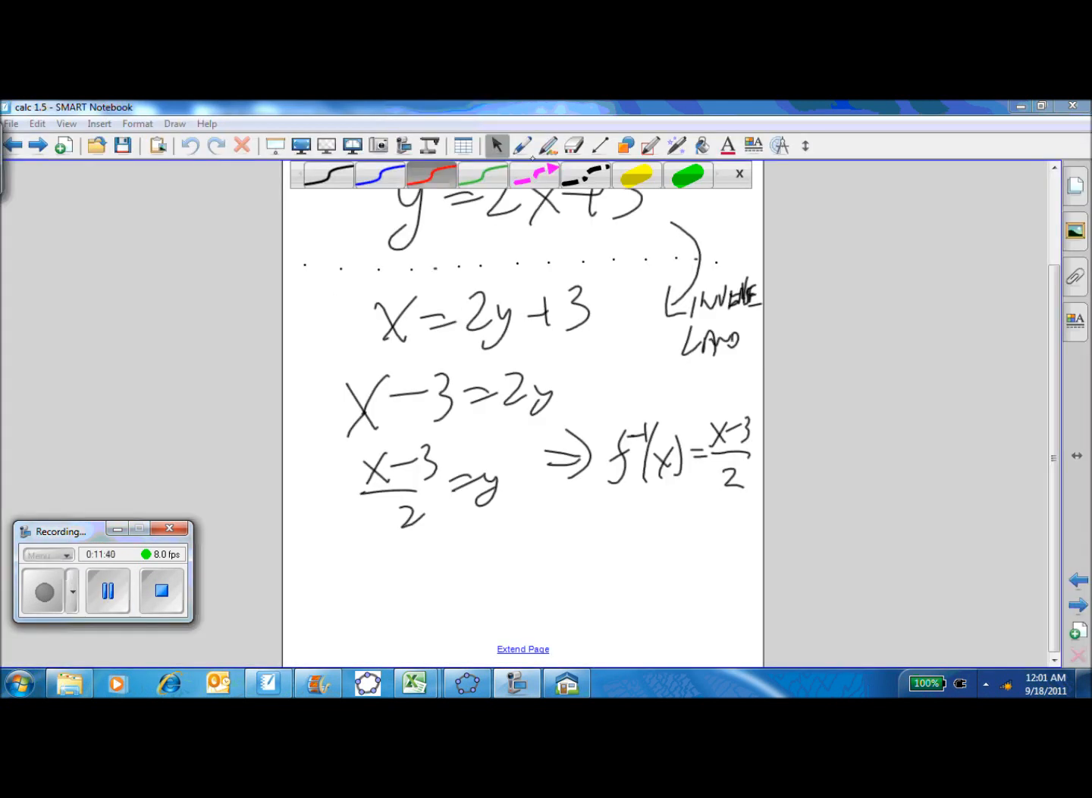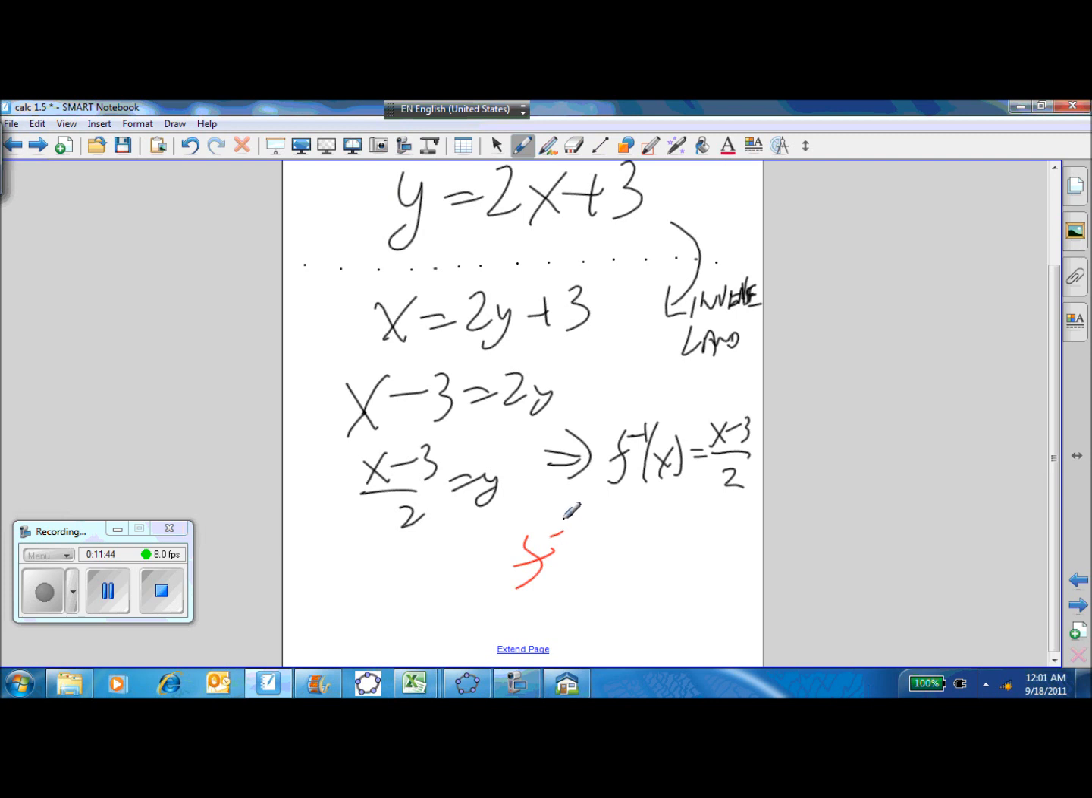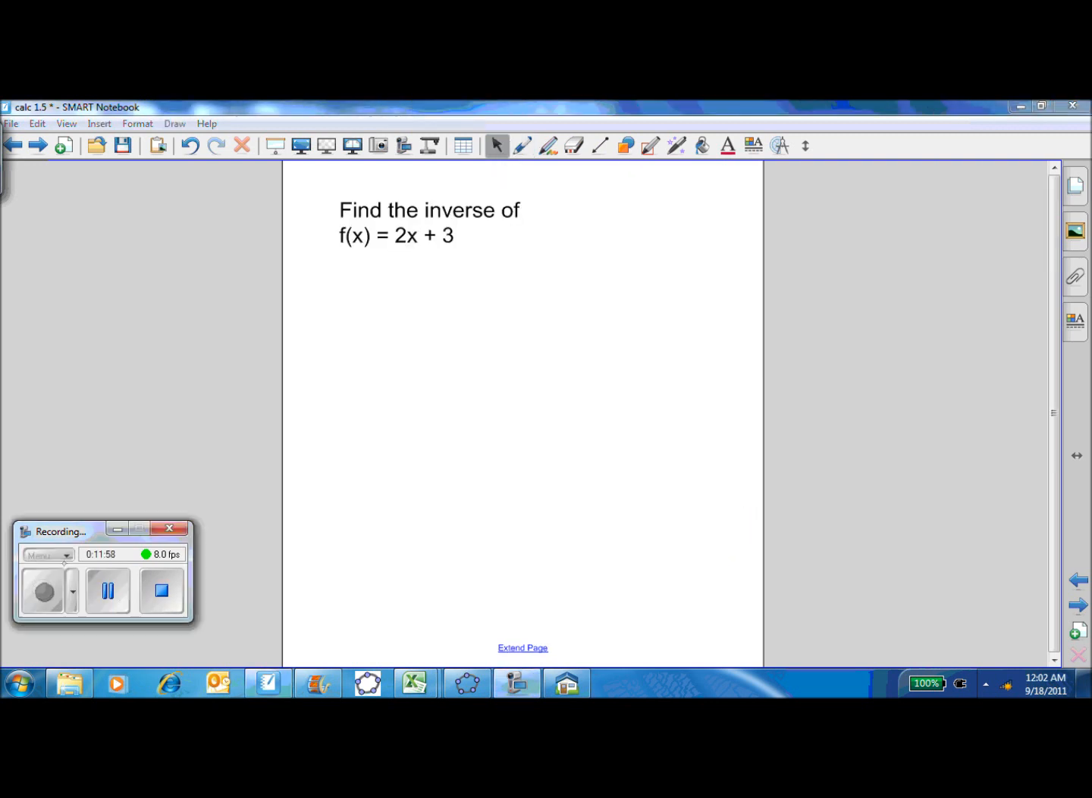Another way we could write the equation is to say f inverse of x equals x over 2 minus 3 over 2. That's consistent with what we just talked about. The equation had a slope of 1/2 and a y-intercept of negative 3/2. So far, we found the inverse of f(x) = 2x + 3, and we saw it wasn't just 1/2 x minus 3, it was x minus 3 all over 2, and we also looked at the answer visually.